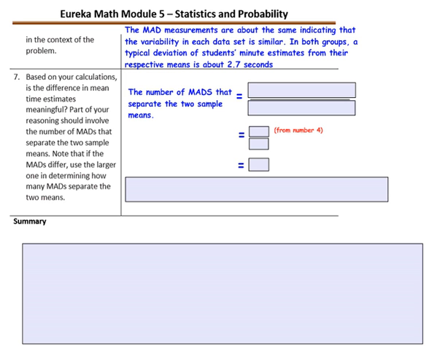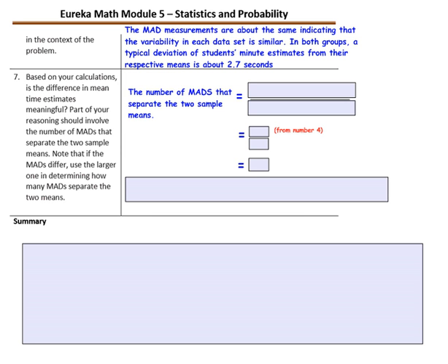Question 7. Based on your calculations, is the difference in mean time estimates meaningful? Part of your reasoning should involve the number of MADs that separate the two sample means. Note that if the MADs differ, use the larger one in determining how many MADs separate the two means.